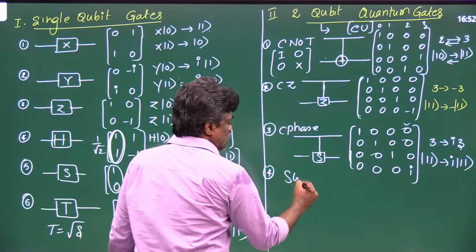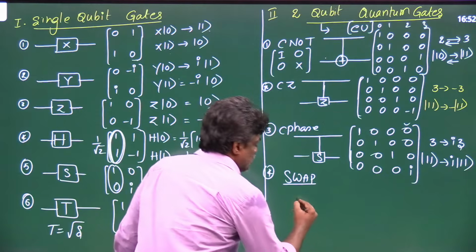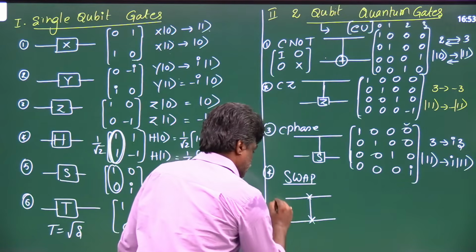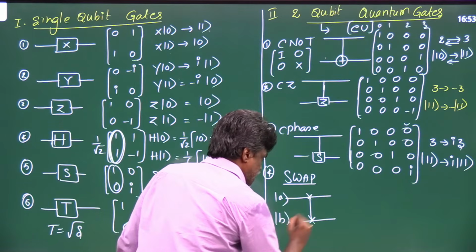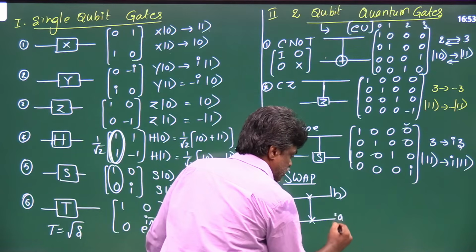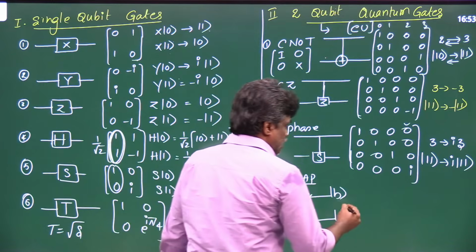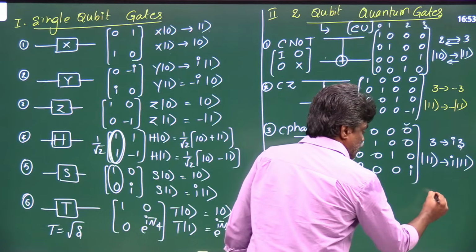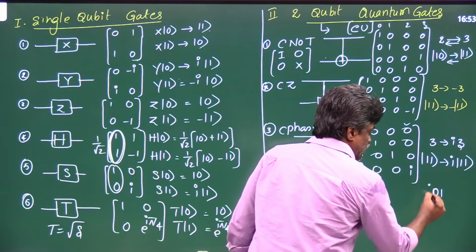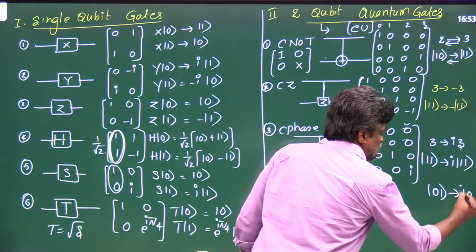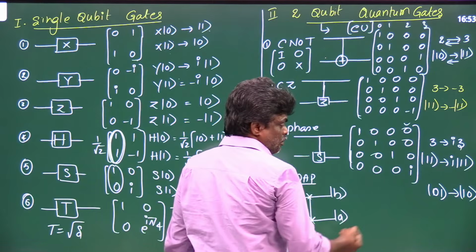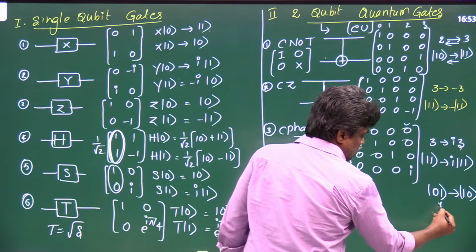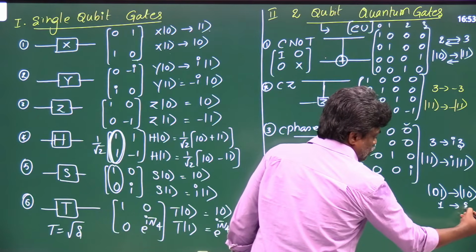Next, swap. The swap gate. This is the representation. A, B are swapped. So that means different things are swapped. That's why 0 1 is swapped to 1 0. I hope you understand what I'm saying. This is which number? 1. This is which number? 2.